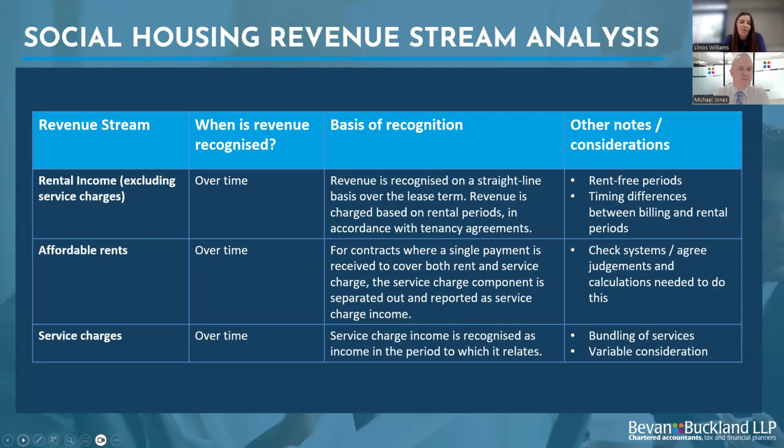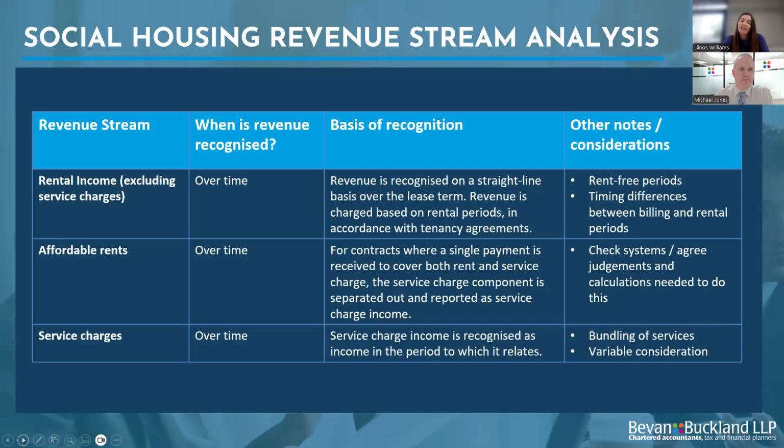For rental income, revenue continues to be recognised over time because the right to occupy the property is delivered continuously through the tenancy. Recognition is generally on a straight line basis over the lease term, aligned to the rental period set out in the tenancy agreements. A key consideration here is to include any rent-free periods.